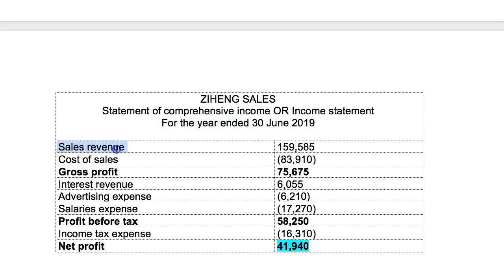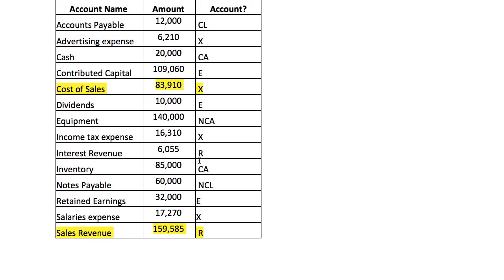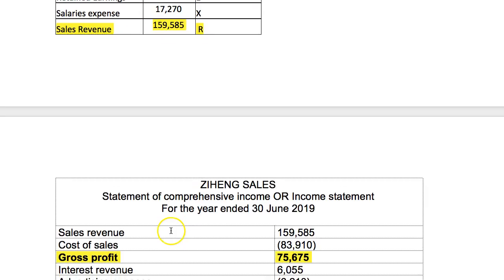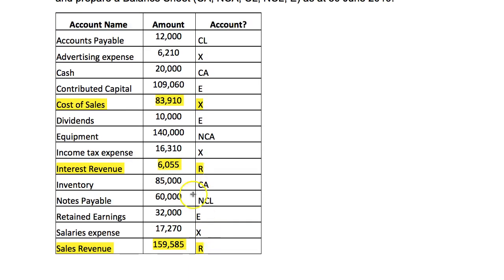So first of all, I wrote down the sales revenue and the cost of sales. The gross profit is then calculated, sales revenue minus cost of sales. We get the gross profit. Then you go back up to the question and you see that there is some interest revenue here. So we need to get the interest revenue, and that is listed under the gross profit. And then we need to find the expenses.